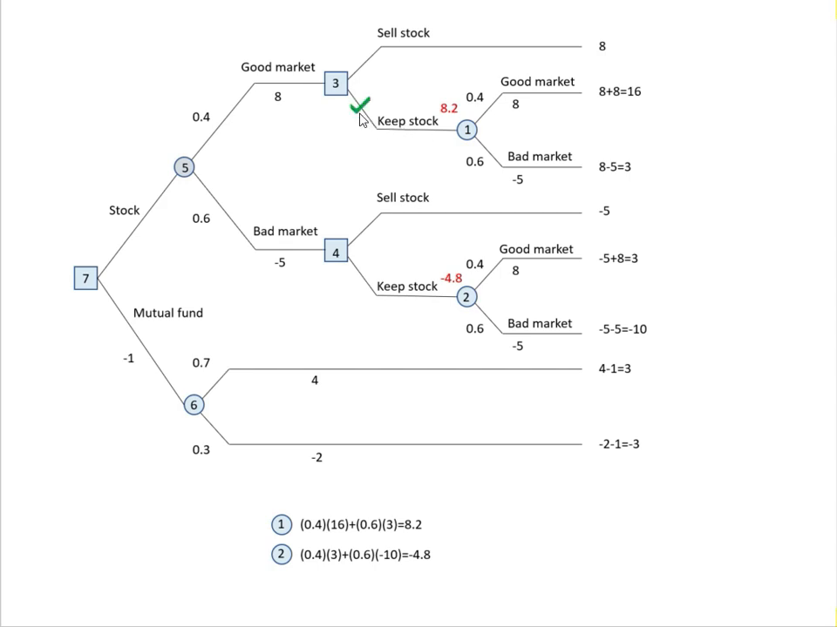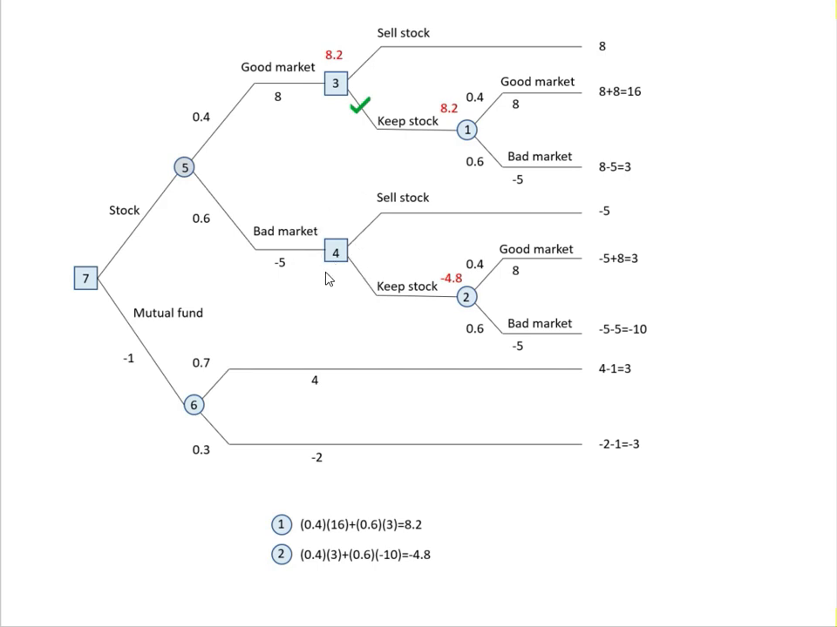So I'm going to check it just to remind myself. And I'm also going to move this 8.2 over here so that if I ever get to this point and need to make the decision, I know the average payoff going forward under my best decision, which is keeping the stock, will be $8.2. Let me say it again. That means if I ever get here, my expected payoff going forward under the best decision is this number.